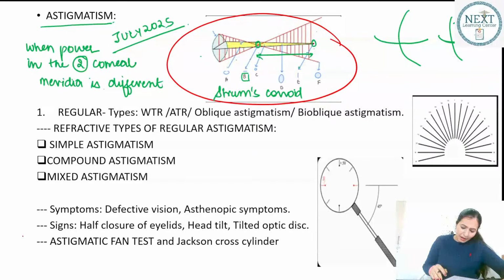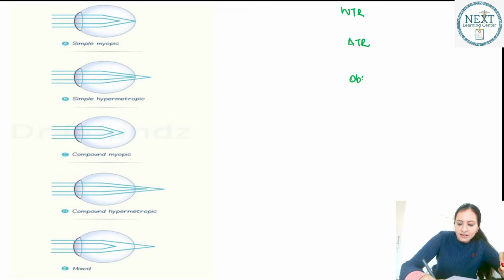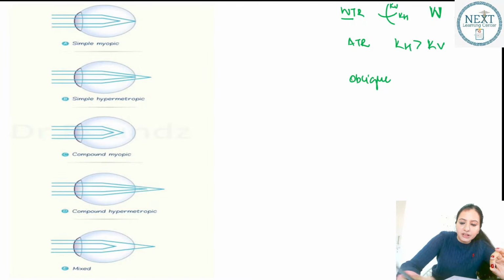Okay. Now, astigmatism can be regular. In regular, what we have is with the rule, against the rule, or oblique astigmatism. Remember, cornea has got two meridia. In with the rule, power in the vertical meridia is more than power in the horizontal meridia. Against the rule, power in horizontal meridia is more than power in the vertical.